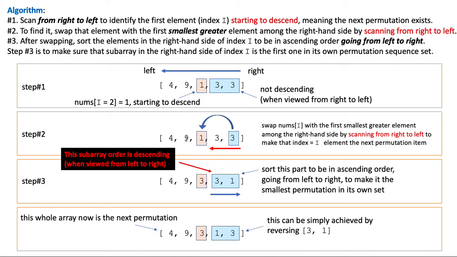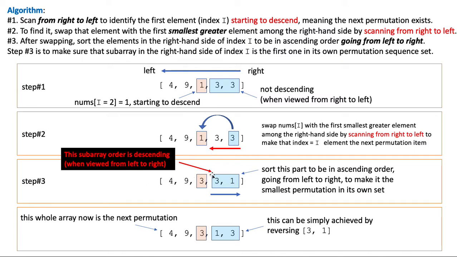Step 2, swap this element at index 2 with the first smallest greater element among the right hand side by scanning from right to left. So 3 is greater than 1 and another 3 is greater than 1, but this 3 here is the first one. So we swap it into this position and 1 goes to here.